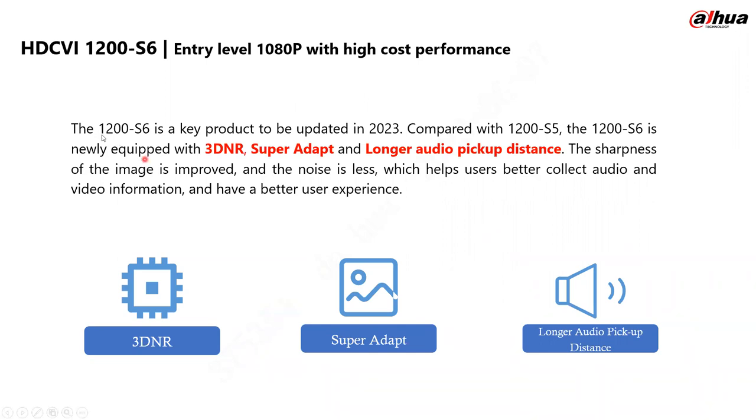So in this case, the key product has been updated compared with the 1200 S5 series. We now have the 1200 S6 that is newly equipped with 3D noise reduction and the super adapt feature, which the camera uses to identify the scene it has been placed in, either indoors or outdoors. Depending on the lighting condition, the camera will adjust automatically to give you a better view in either scene. Then we have the long audio pickup distance, so we have a more enhanced audio pickup range than the previous S5 version.